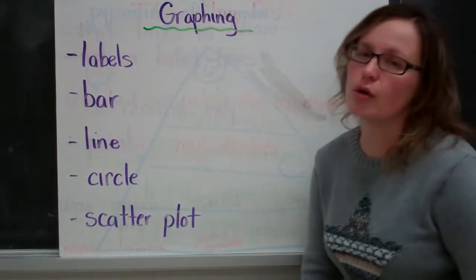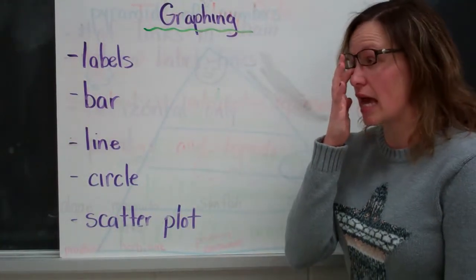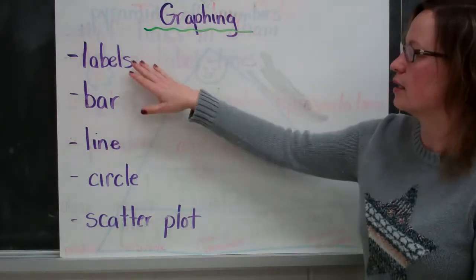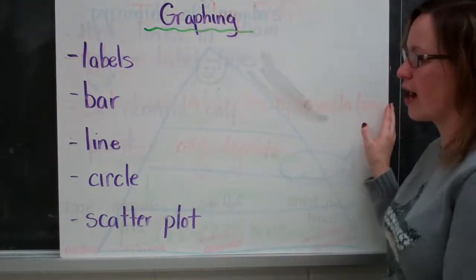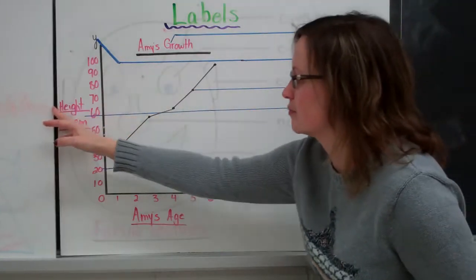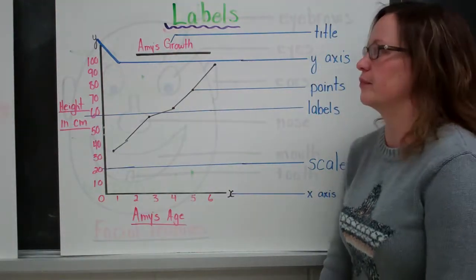In this video, I'm going to go over the different types of graphs and how to label graphs correctly. So we're going to go over labeling, bar graph, line graph, circle graph, and scatter plot. So first we'll talk about labeling.